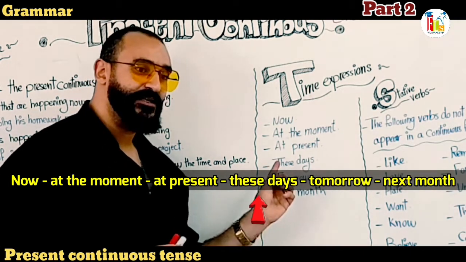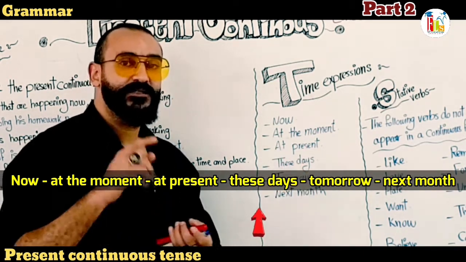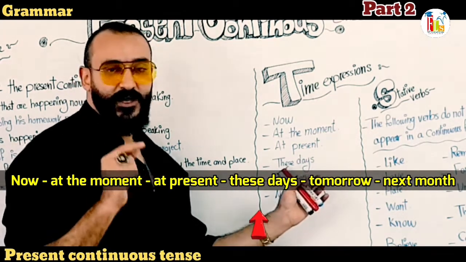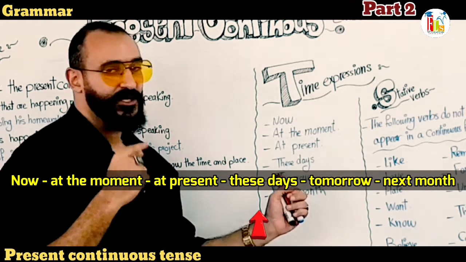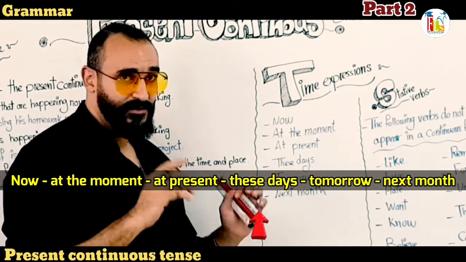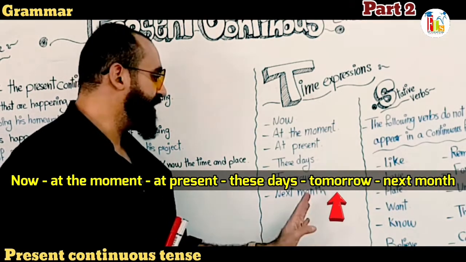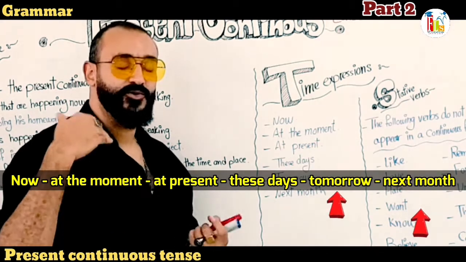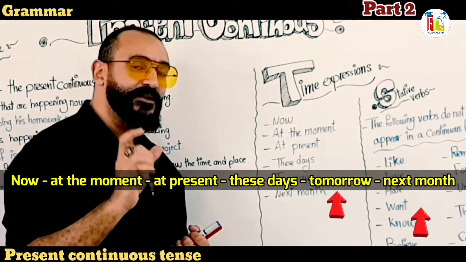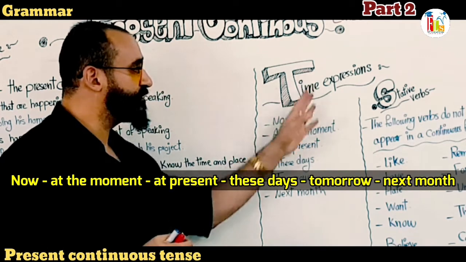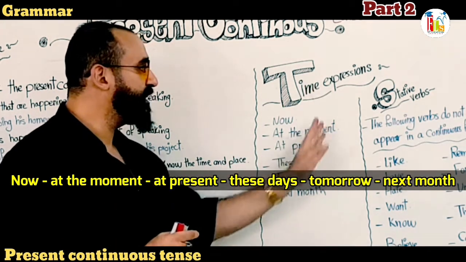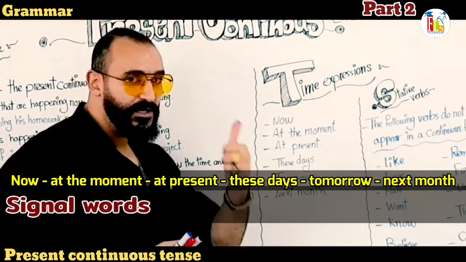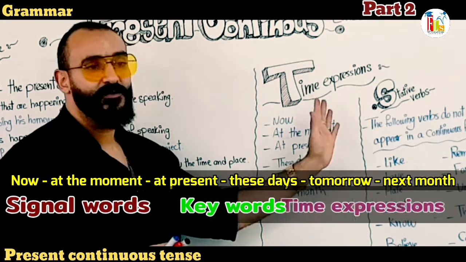Do you remember the second example? These days, it is something happening around the period, like I am learning English these days. It doesn't mean that I am doing it right now at the time of speaking. Tomorrow and next month, we are using those two kinds of time expressions to describe something that is going to happen in the near future. So those are the time expressions. Also, we can refer to time expressions as signal words. So keywords, signal words, time expressions.